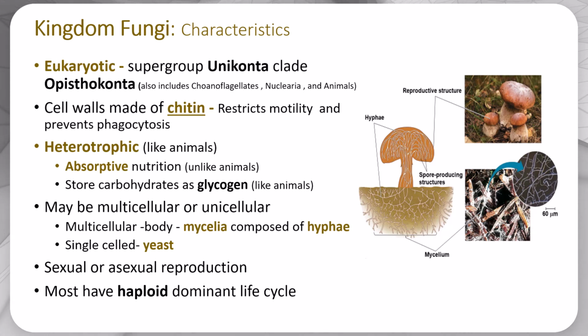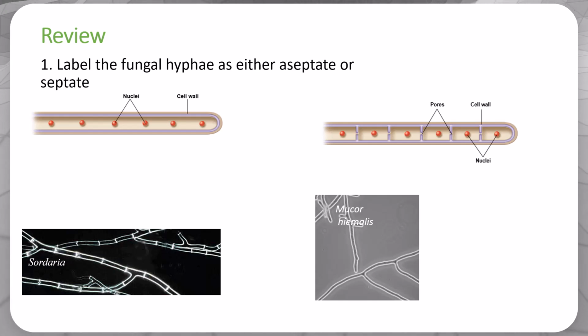Fungi can have either sexual or asexual reproduction, and most have that haploid dominant life cycle. We haven't really talked about septate or aseptate hyphae yet, but hyphae are those chains of cells, and hyphae can either be septate or aseptate. A septum is a dividing wall, like in between your nostrils you have an intranasal septum, right? So that's that dividing wall between your nostrils.